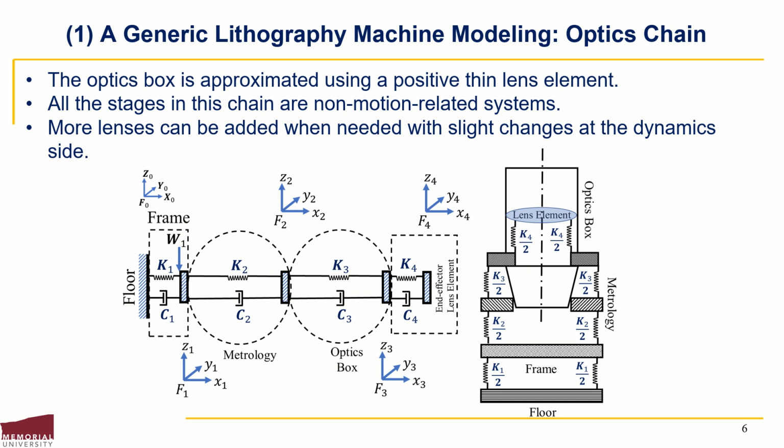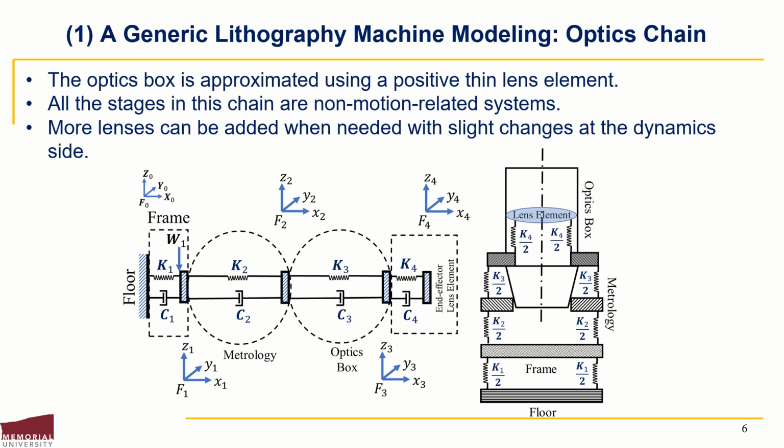The optics box usually utilizes active optical elements such as motion-controlled mirrors with a suitable control and measurement system to realize an adaptive optics system. In this study, for the sake of simplicity, the optics elements of the optics box have been approximated as a single lens element, specifically the last lens element in deep ultraviolet machines, called the exchangeable last lens element. It's also assumed that all the stages in this chain are non-motion-related systems.